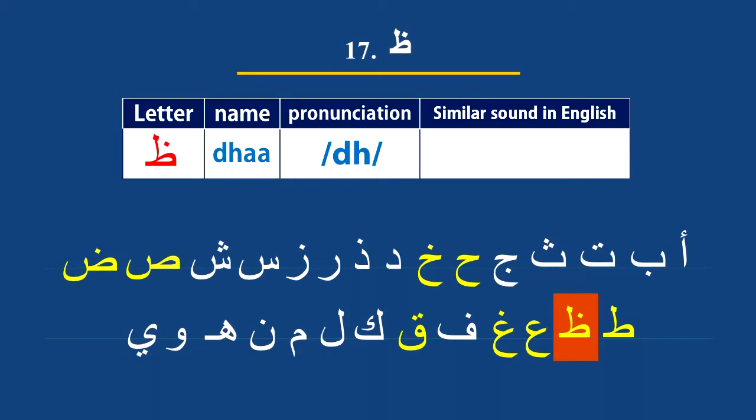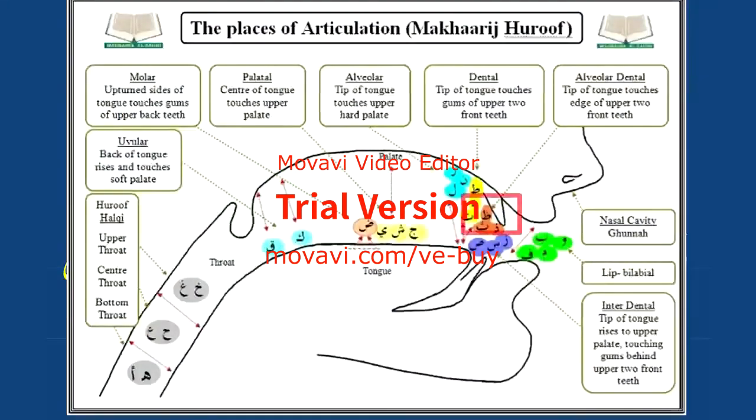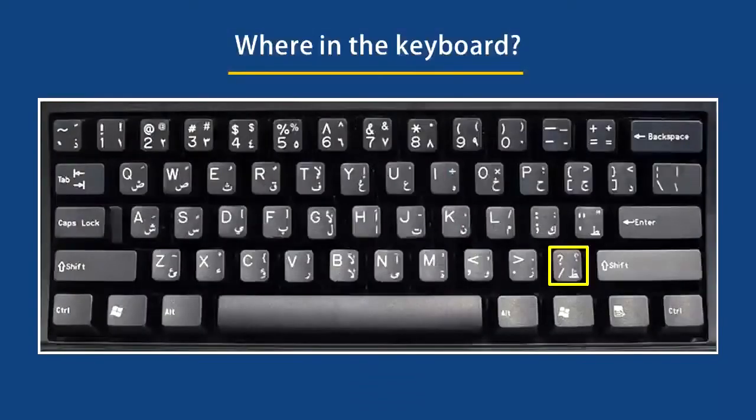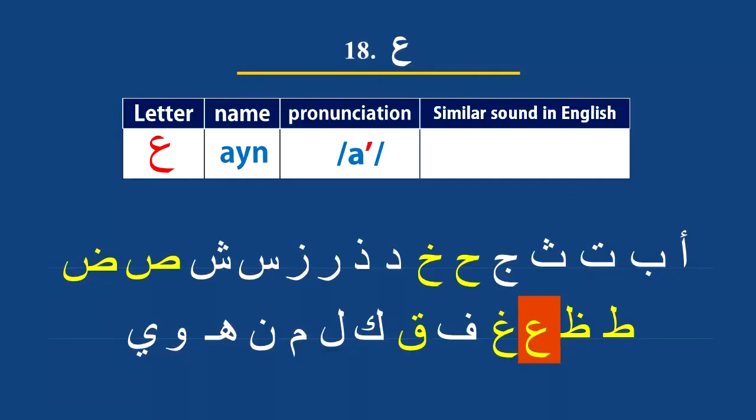Za has the pronunciation of V and has no equivalent in English. Its place of articulation is alveolar dental. The tip of the tongue touches the edges of the upper two front teeth. Try to pronounce it, please: za. Za is found with the question mark key.